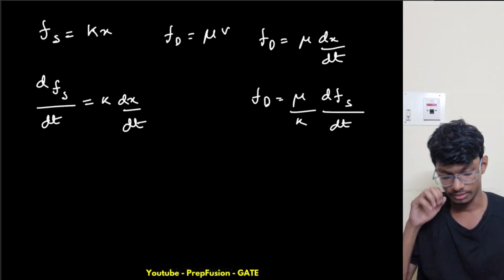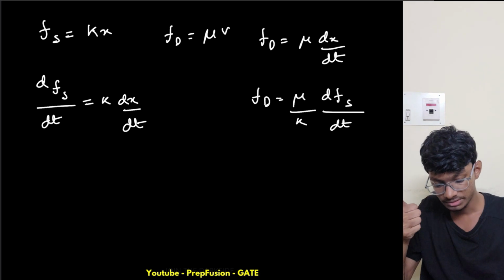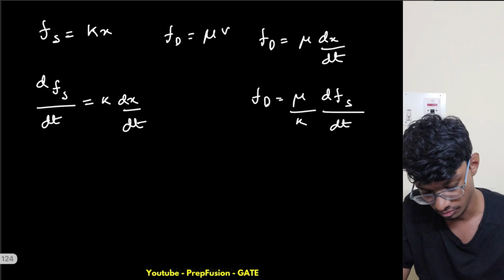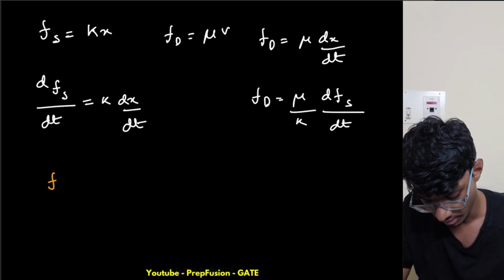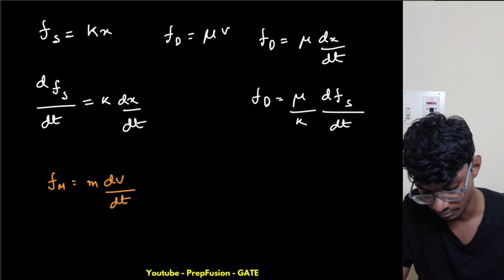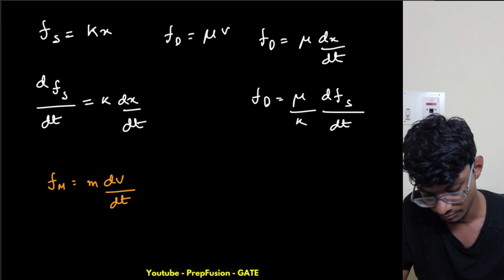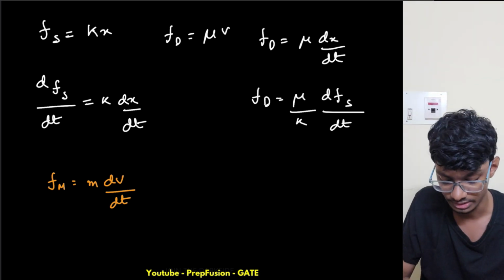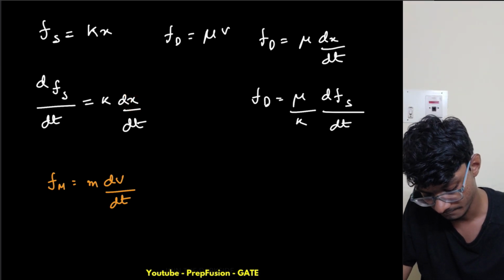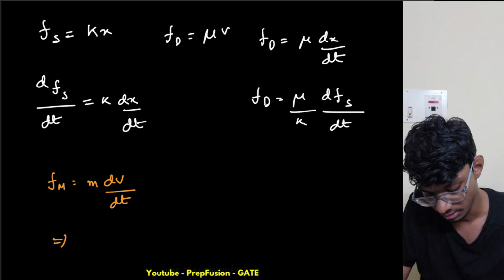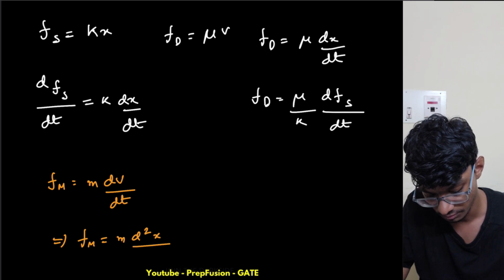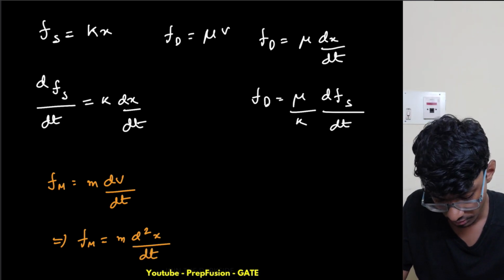So this is basically my Fd, my damping force. And what is my Fm, the force due to inertia? Let me write in a different pen. My Fm is equal to mass into acceleration, which is dv upon dt itself. I will differentiate this again to get it in terms of position, so Fm equals m into d square x of t by dt square.